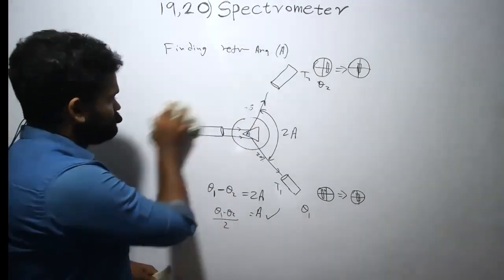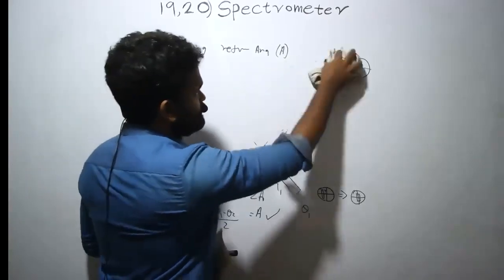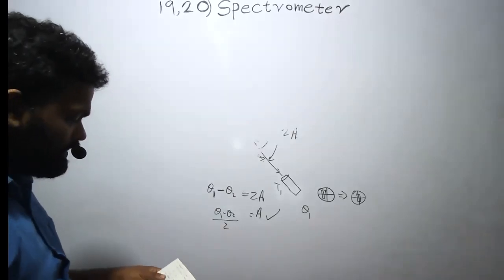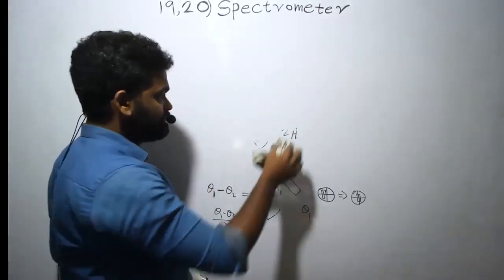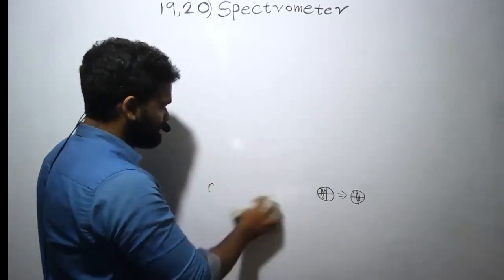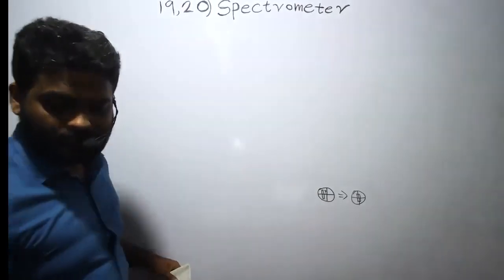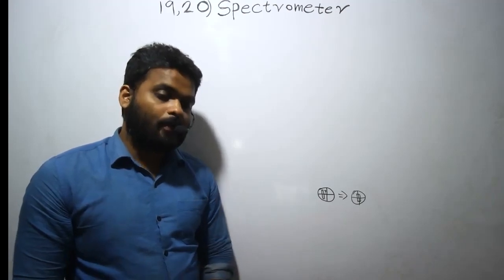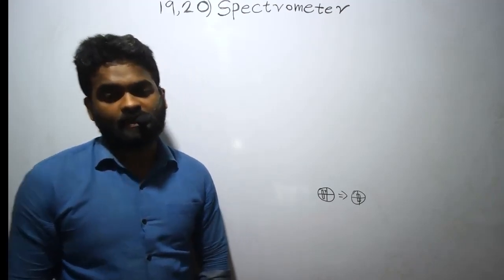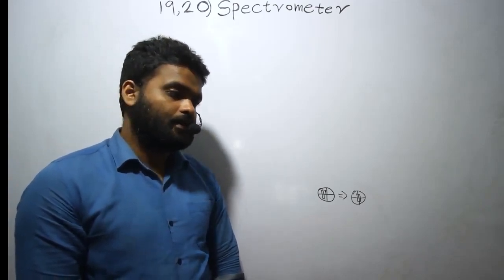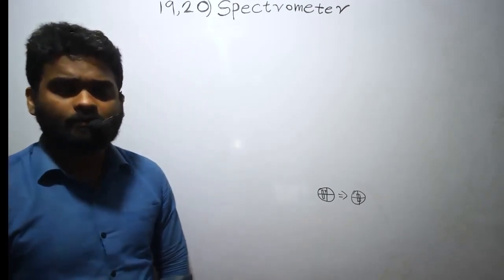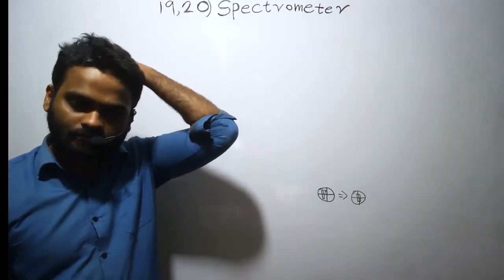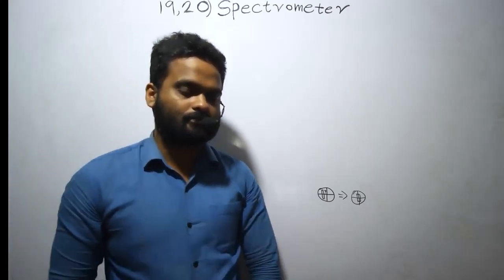Then the third point. Note that the slit should be very thin to get more precise readings. Slit should be very thin to get more precise readings, right?